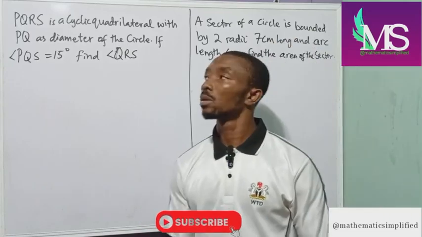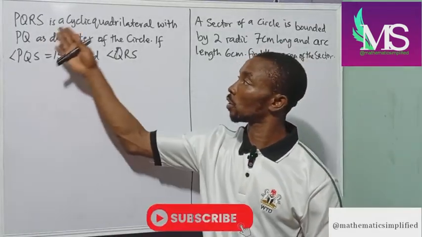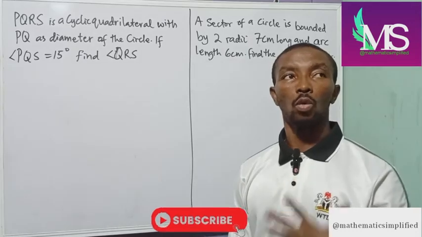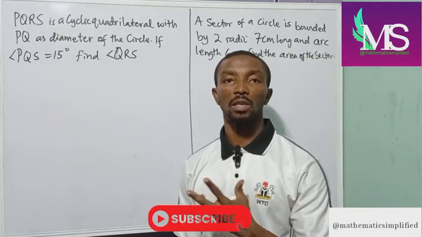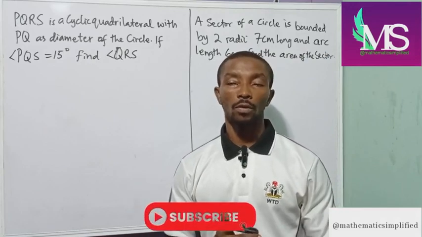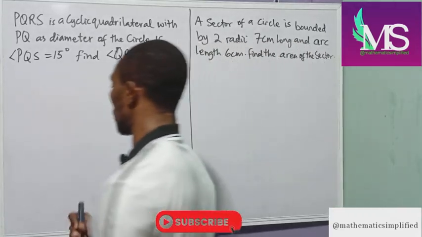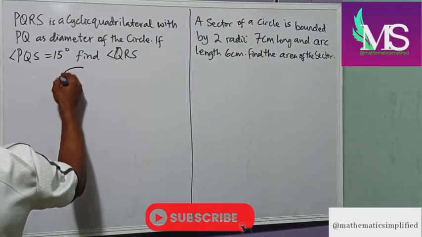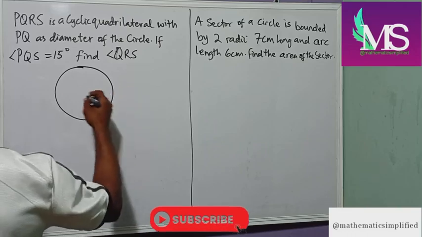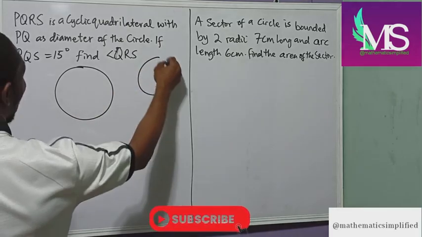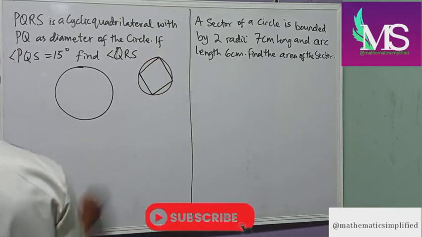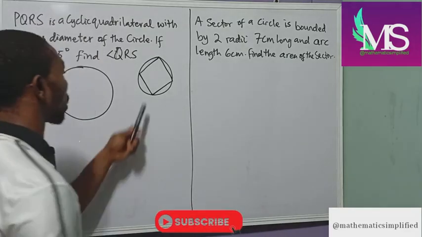Now, in solving this, we'll first of all need to understand what a cyclic quadrilateral is. A cyclic quadrilateral is a quadrilateral that is inscribed in a circle, whose four corners are touching the circumference of the circle. What do I mean by this? Diagrammatically, if we have a circle, the four corners of your quadrilateral touch the circumference of the circle.